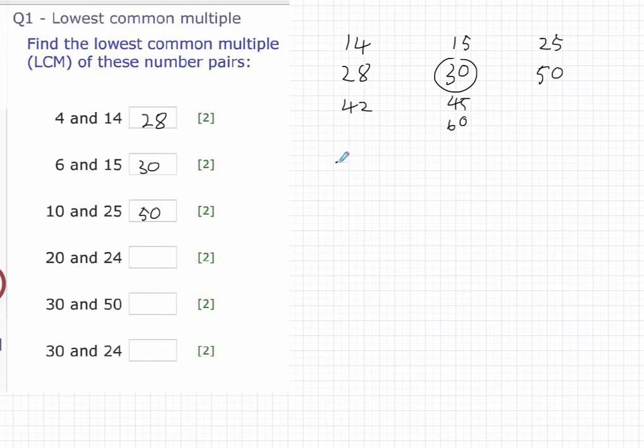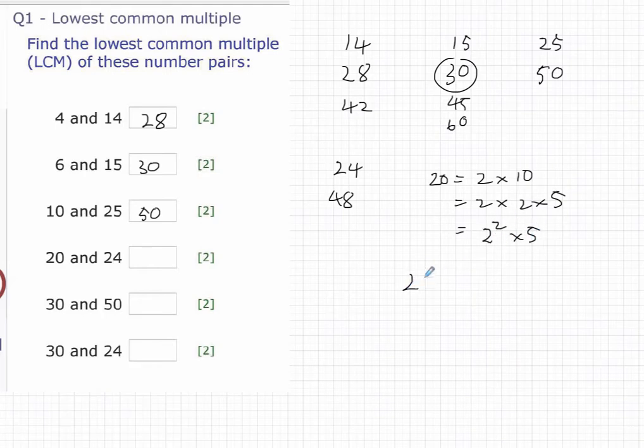20 and 24, so 24, 48. I can see that will go on for quite a long time, so we'll use a different method now. So 20 is equal to 2 times 10, which is equal to 2 times 2 times 5, which is 2 squared times 5. And 24 is equal to 2 12s, possibly. 12 is equal to 2 6s, possibly. So that's 2 times 2. 6 is equal to 2 times 3. So that gives us 2 cubed times 3.